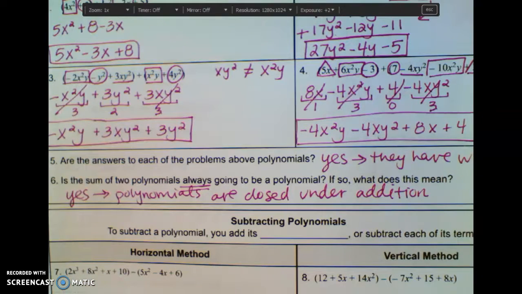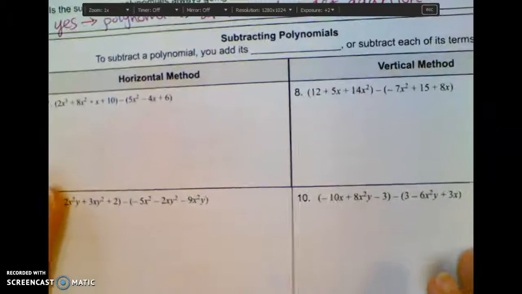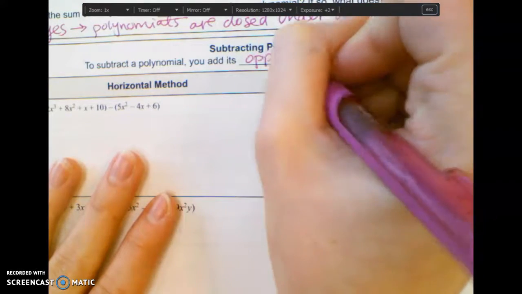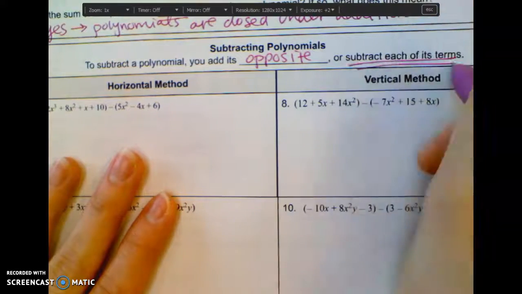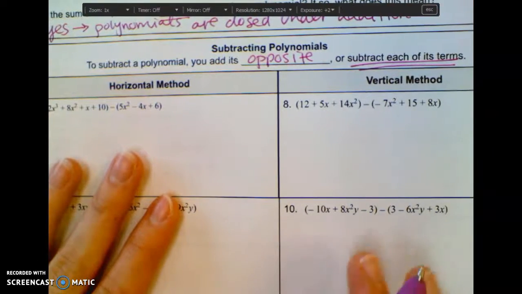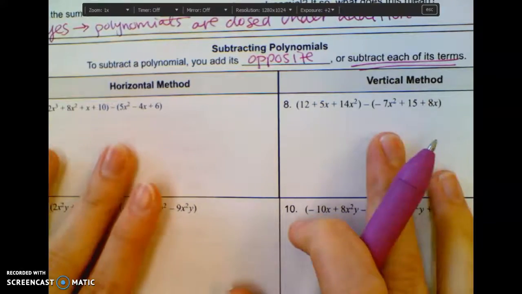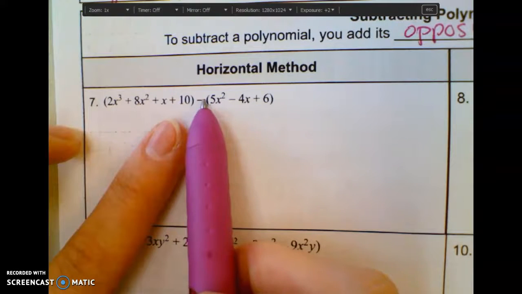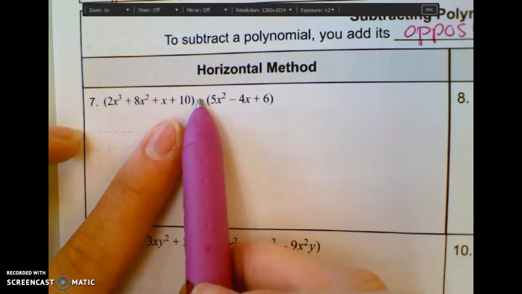Okay? So let's go ahead and look at subtracting polynomials. To subtract a polynomial, you add its opposite, or you just subtract each of its terms. So I'll show you what that means. Again, we've got horizontal and vertical methods, but this time before we do anything, we have to take care of this negative sign. Remember, negative and a minus sign are the same thing.